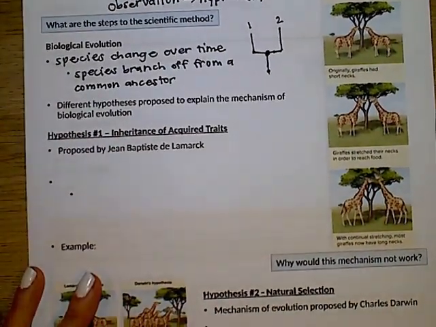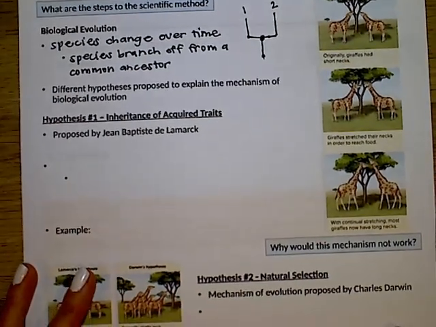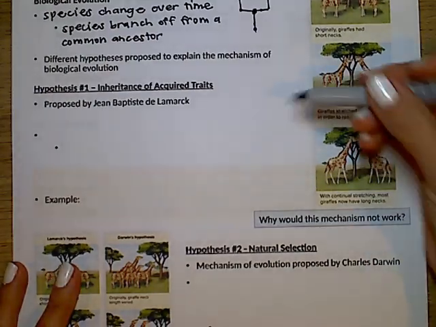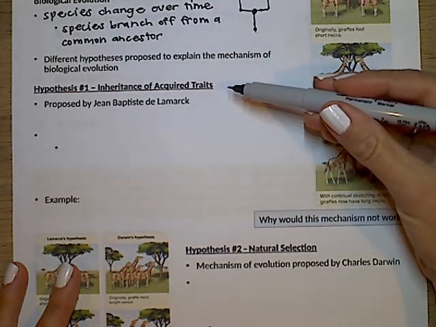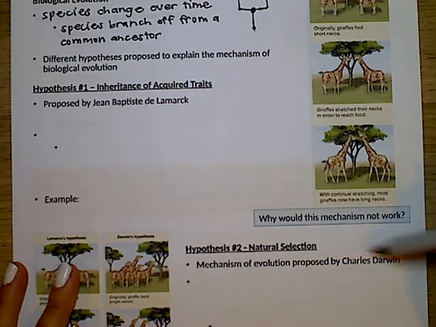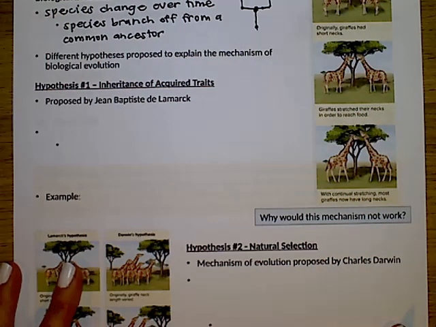Different hypotheses were proposed to explain the mechanism of biological evolution, and keep in mind these were hundreds of years ago. We had hypothesis 1, which is the inheritance of acquired traits by Lamarck, and hypothesis 2, which was natural selection by Charles Darwin.